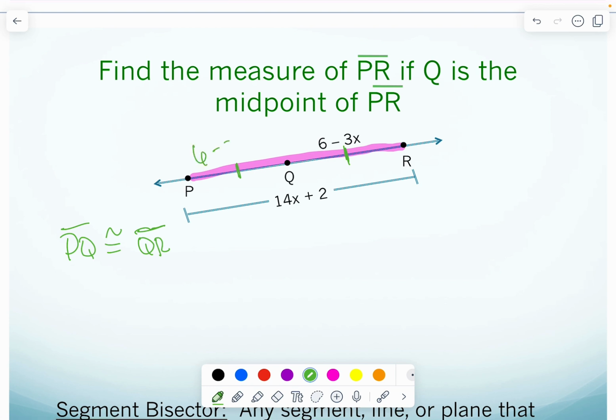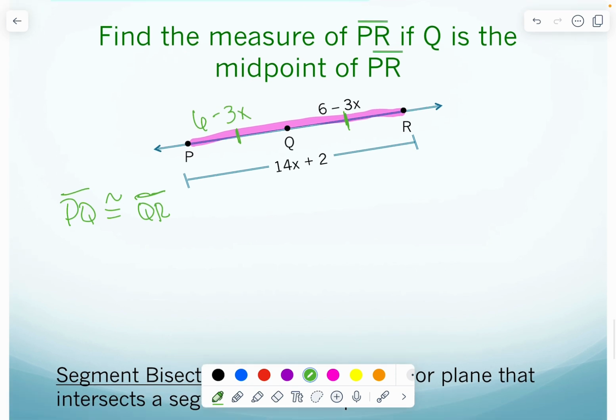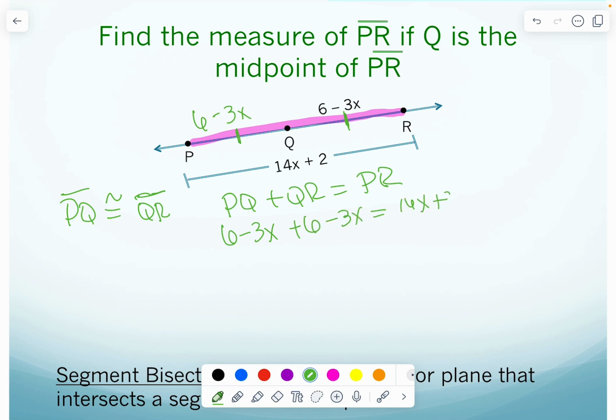So this would be 6 minus 3x. And I know in this case that since I have a segment, I know that PQ plus QR has to equal PR. So I'm going to write that out. PQ plus QR equals PR. And I can use my expressions to create an equation for this. Now it just comes down to solving this equation.